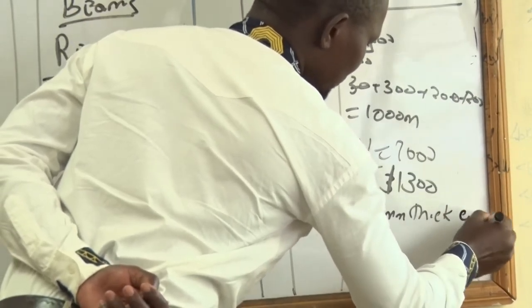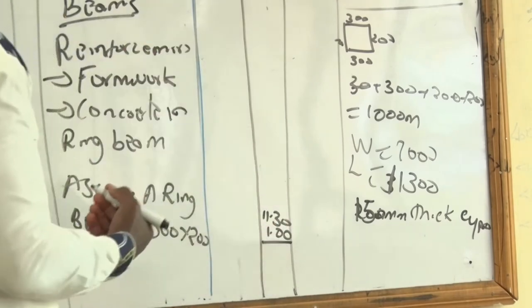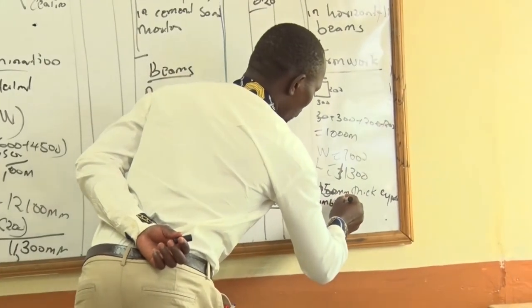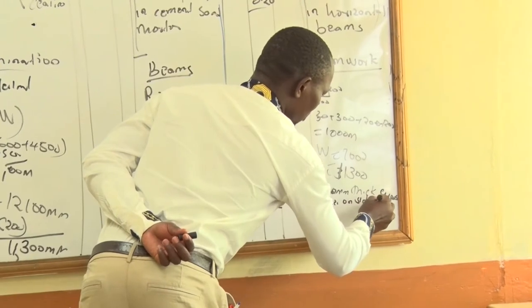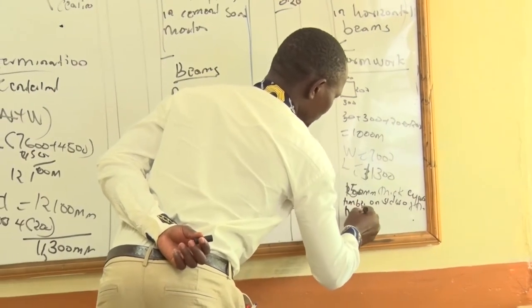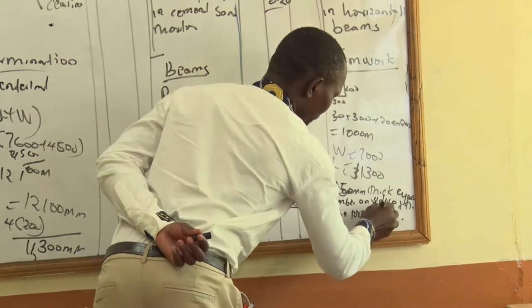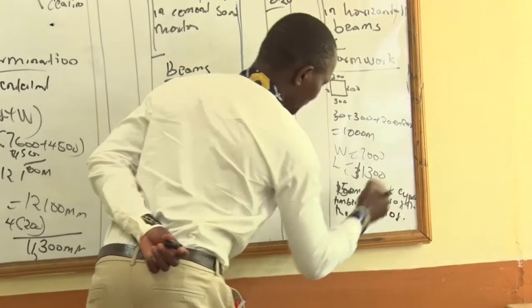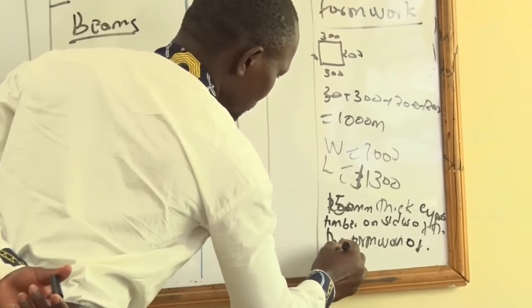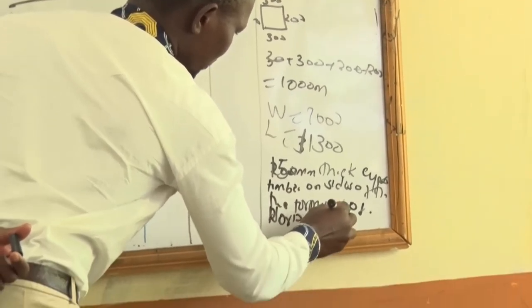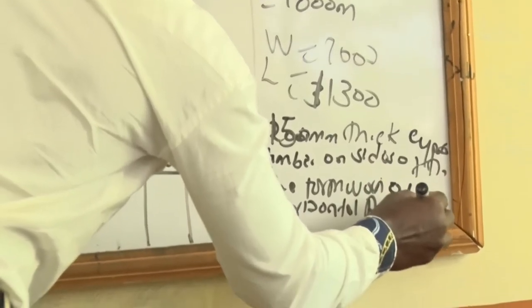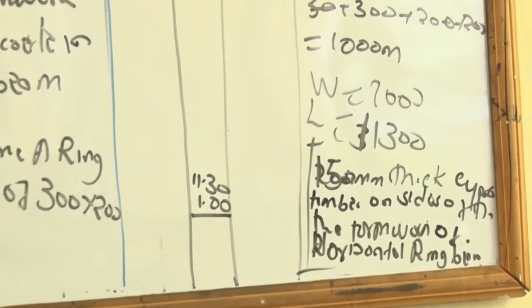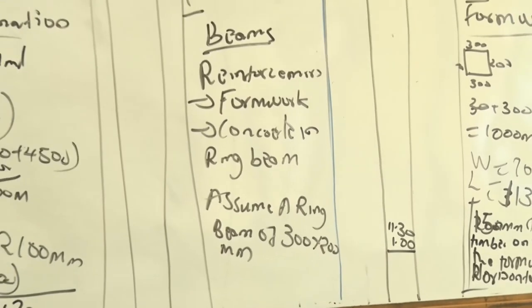cypress timber. You have to describe the type of timber you want to use in the formwork. Cypress timber on sides of the formwork. On the sides of formwork of ring beams, on horizontal ring beams. Then close that entry. Let's go for the roof, because no, we are not measured for the reinforcement.